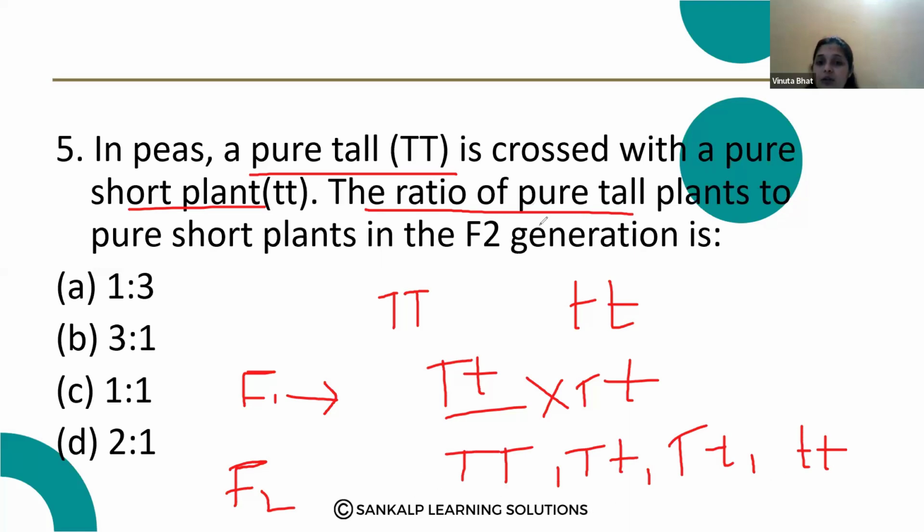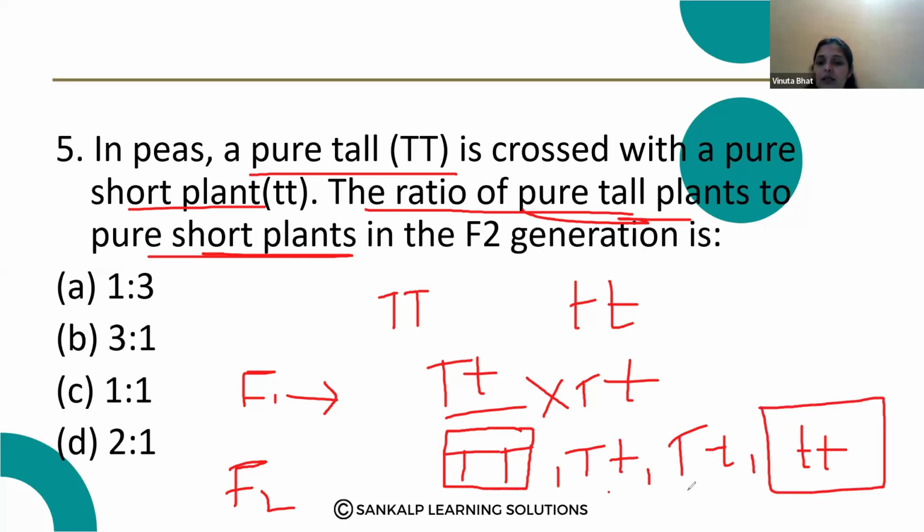Here, the ratio of the pure tall plants to the pure short plants in the F2 generation, pure tall plant is 1 and pure short plant is also 1. Remaining these two are having the capital T, small t. They are not pure tall plants, right? So the ratio of, see the question properly, the ratio of pure tall plants to the pure short plants in the F2 generation is 1 is to 1. Here the correct answer is option C, 1 is to 1.